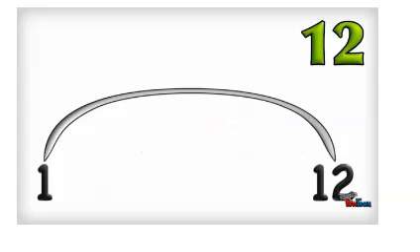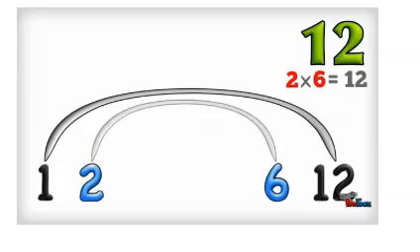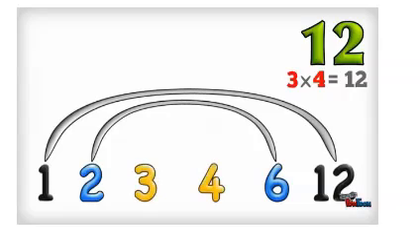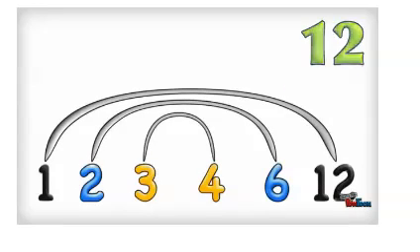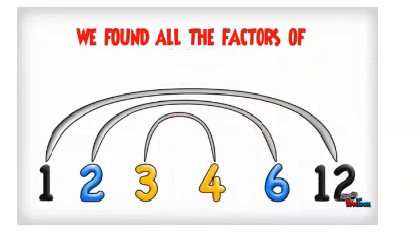Okay, now you try. 2 times the number to make 12. Well, 2 times 6 is 12. List the 2 and the 6 and put the arc in. Then 3 times the number. 3 times 4 is 12. List the 3 and the 4, put the arc in. 3 and 4 are consecutive numbers, so we know we finished because there's no whole number between those two. We've just found all the factors of 12.